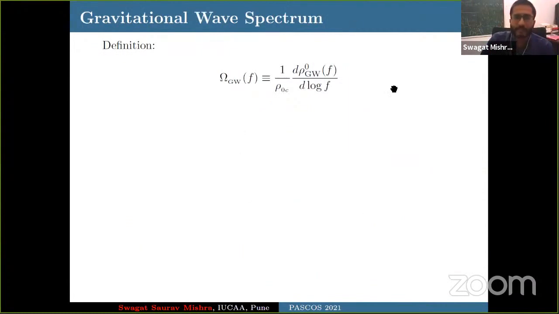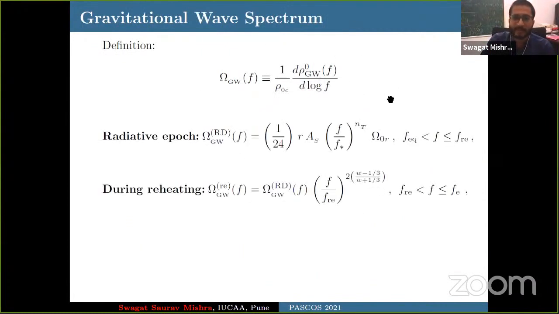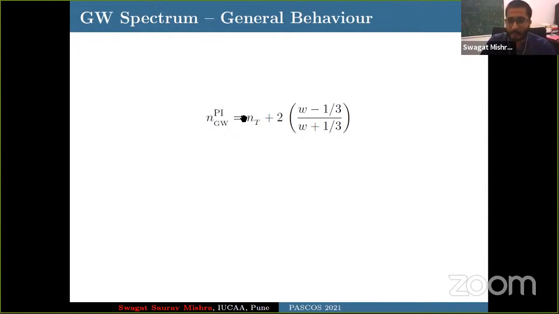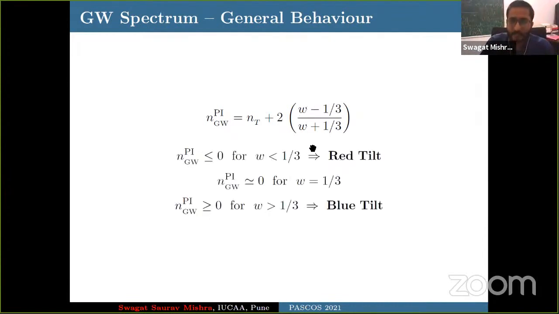So then we can actually talk about the spectral energy density of gravitational waves, which in the radiative epoch has almost flat spectrum, while during reheating has a spectrum which has a tilt. Okay, it has a tilt which depends on the equation of state during reheating. In fact, the primordial tilt is pretty low, pretty negligible, and the main tilt that we see at late times is because of the evolution of the universe, let's say during reheating. And depending on the equation of state, we could have a red tilt if it is shallow equation of state, and we could have a blue tilt if it is stiff equation of state.